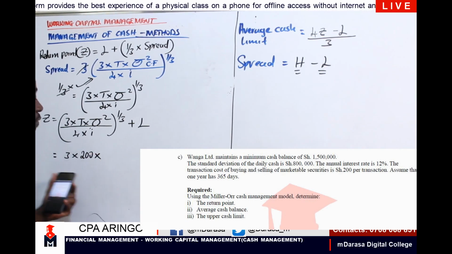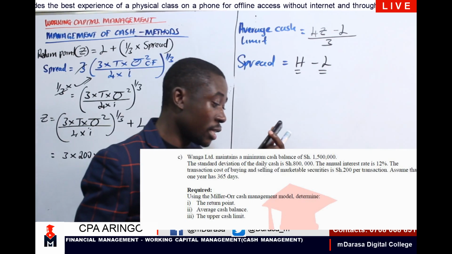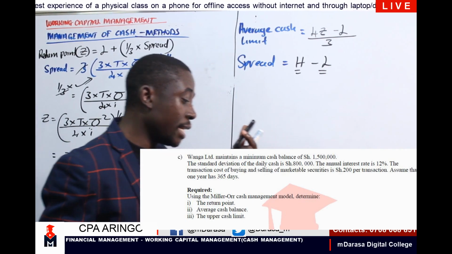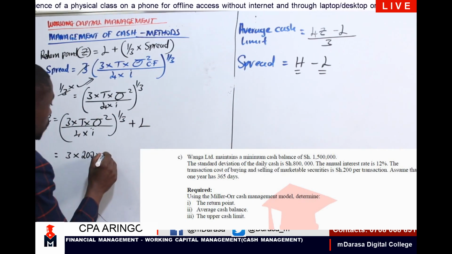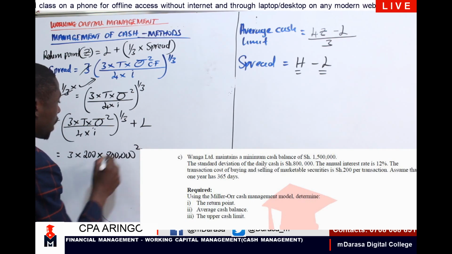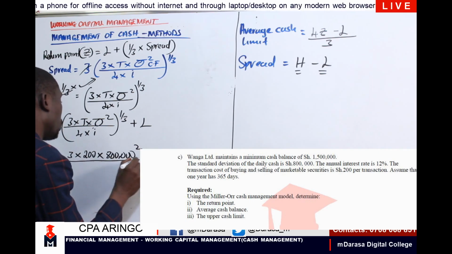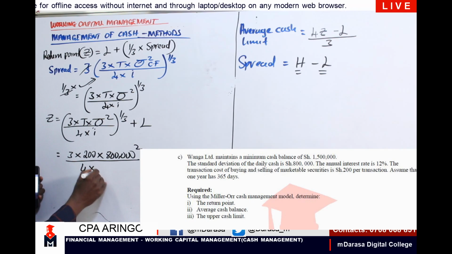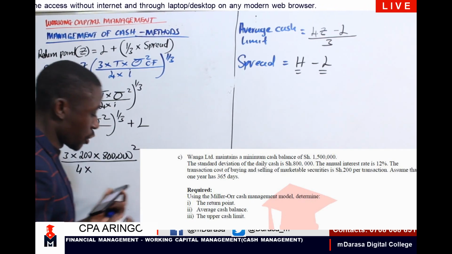What about the standard deviation here? You're told that the standard deviation of the daily cash flow is 800,000. So standard deviation is 800,000, and we need to square that. We are going to divide all this by 4 times my daily interest.